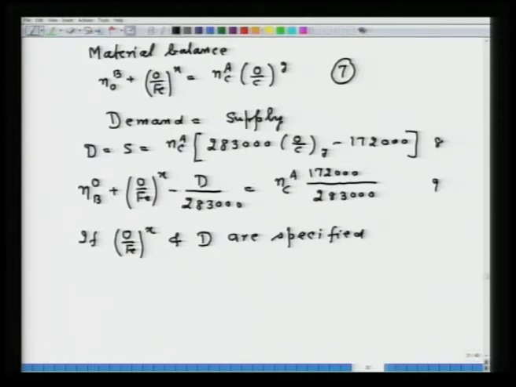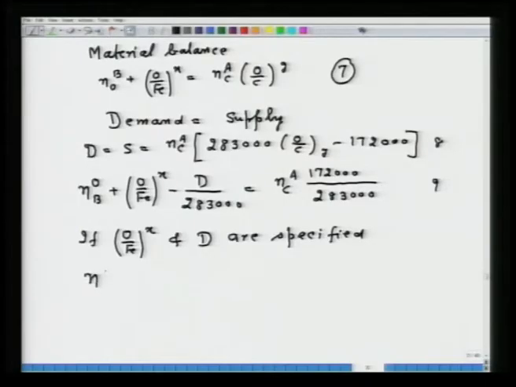that means, for a given situation O by Fe x and demand are specified, then equation 9, which is our model equation representing combined material and heat balance, requires the specification of NOB and NCA. Either one, if you specify it, then we can calculate the other variable. Say if NOB is specified, NCA can be calculated, or NCA can be specified, NOB can be calculated. If both are not specified, then we can proceed to the graphical solution, and let us see that.